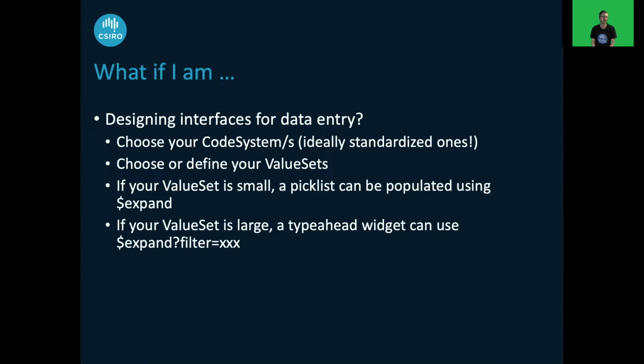And if that value set ends up being small, we might represent it as a pick list or a drop-down menu or radio buttons even, and we can work out what those options are using the expand operation. On the other hand, if our value set is large, so for example, if we're allowing a pharmacist to choose a medication for dispense or a GP to choose a presenting condition, then we're more likely to use a type ahead widget. And in this case, we can still use the expand operation, but we're likely to use it with the filter parameter, providing some text filter.